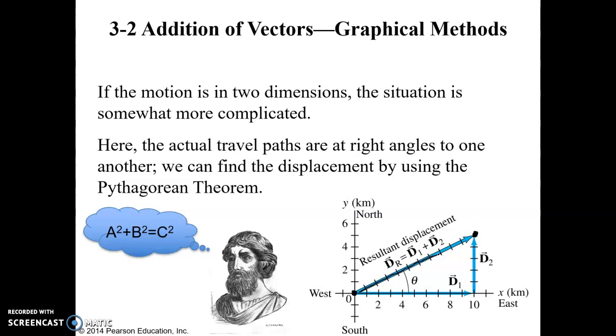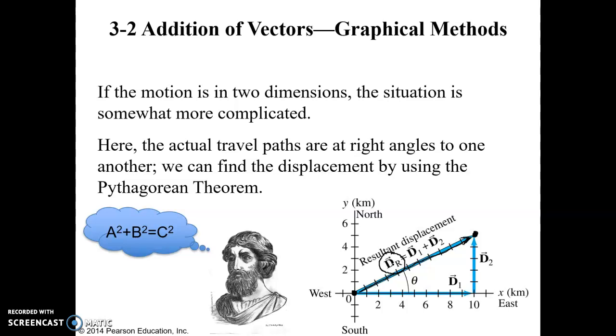in the most straightforward fashion, as the crow flies, as they say, that is the resultant. That is what we get if we add these two vectors together. d1 plus d2 equals this dr. We're using the subscript r to designate resultant.